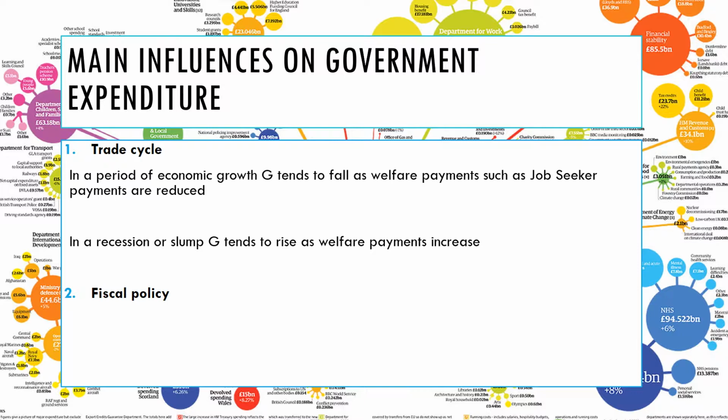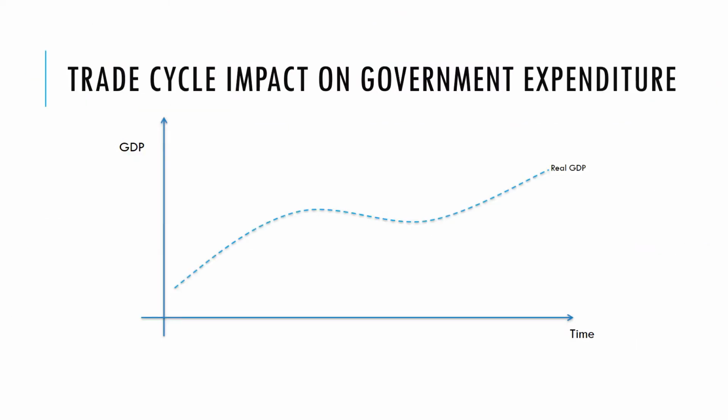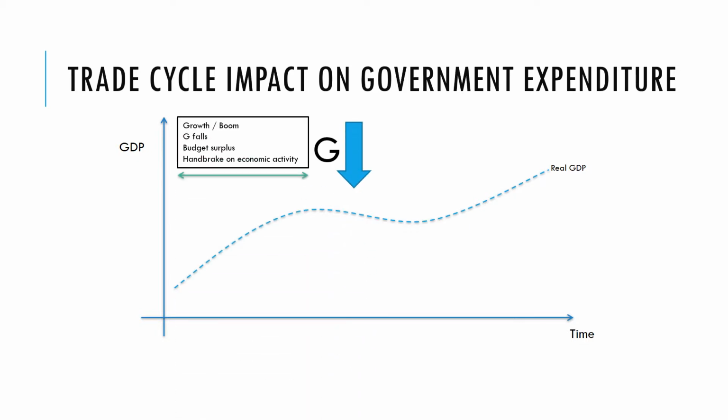So the amount the government spends would typically reduce. In a recession or a slump, it tends to be the opposite. Government spending tends to rise as welfare payments increase. So if we look at that diagrammatically, what we're saying is that during periods of economic growth, government spending typically falls because there's less of a requirement to make welfare payments. So there's more likely that the government will have a budget surplus.